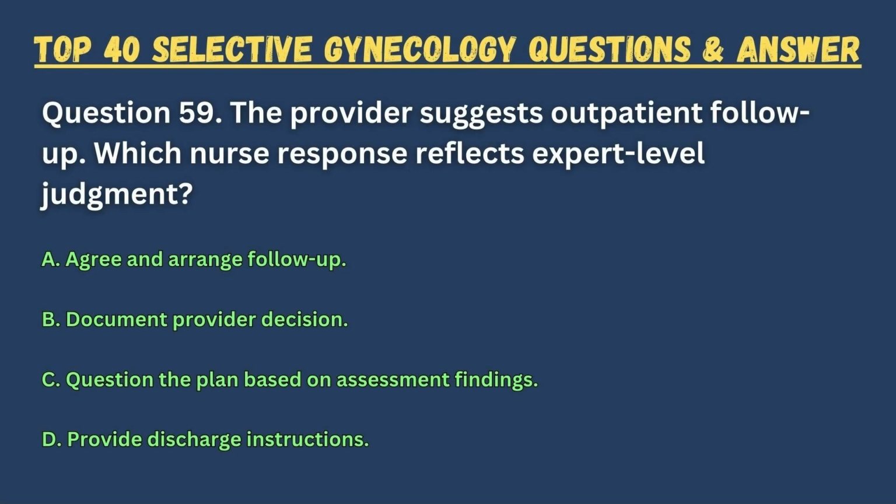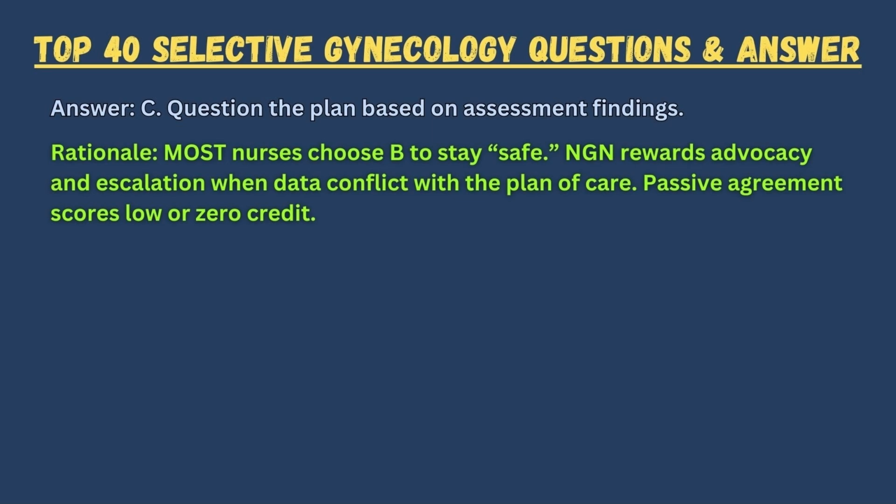Question 59. The provider suggests outpatient follow-up. Which nurse response reflects expert-level judgment? A. Agree and arrange follow-up. B. Document provider decision. C. Question the plan based on assessment findings. D. Provide discharge instructions. Answer: C. Question the plan based on assessment findings. Rationale: most nurses choose B to stay safe. NGN rewards advocacy and escalation when data conflict with the plan of care. Passive agreement scores low or 0 credit.